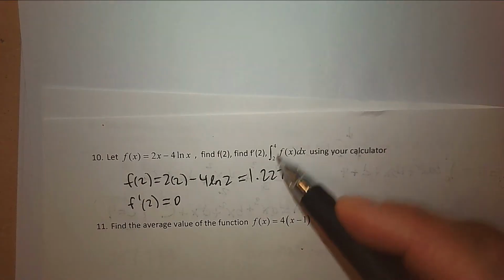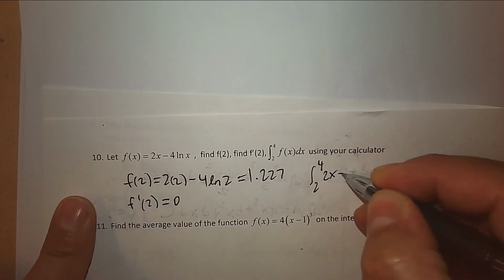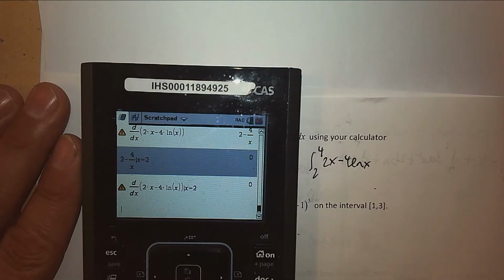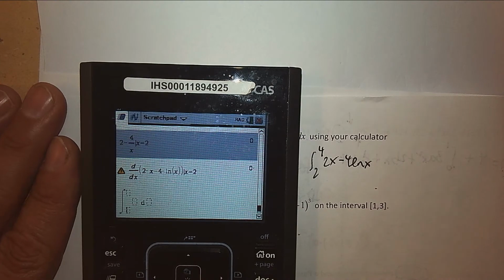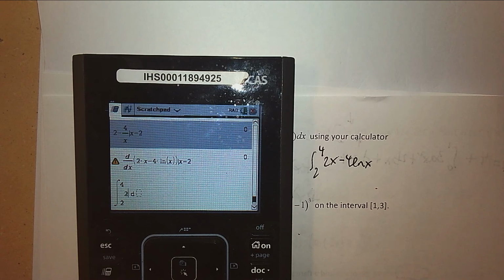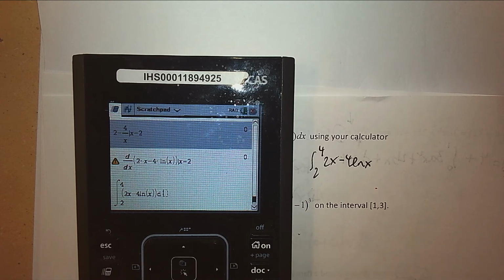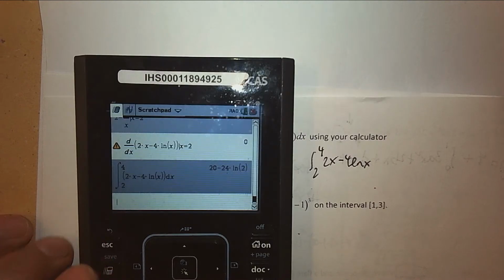Then it says, can you integrate from 2 to 4 and get an answer? So again, I'm going to use my calculator. I'm going to press that button beside the 9. And now I'm going to go to the integration. And again, I'm going from 2 to 4. And I'm typing in 2x subtract 4 ln x. And then I make sure I finish it off. I'm taking the derivative with respect to x. Oop, go back here.